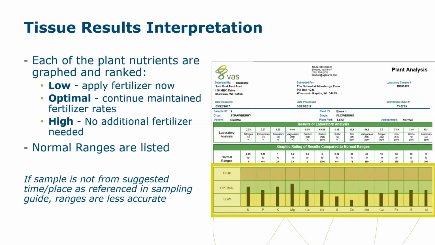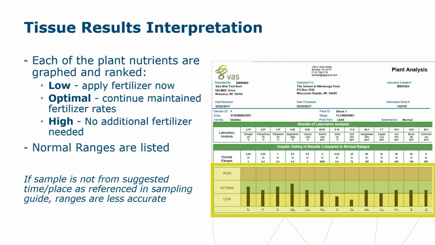When I walk through tissue reports with clients, I have them first look at those macronutrients, N, P, and K. Are any of those too high or too low? Then you focus on the secondary nutrients, calcium, magnesium, and sulfur. And then finally, you look at the micros. It's in that priority that you will have the most success with tissue testing.